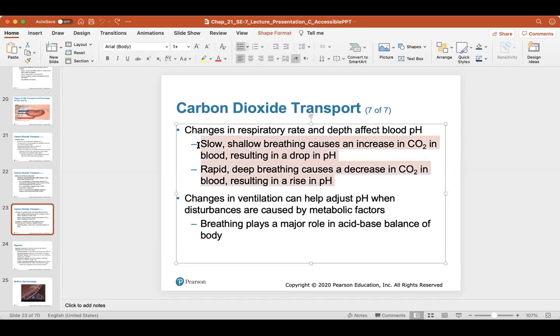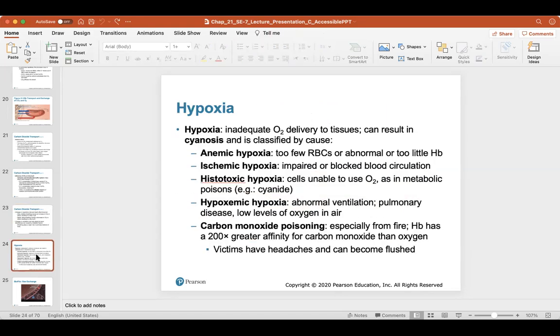So these changes in respiratory rate are really important in affecting the blood pH levels because the amount of CO2 in the body directly affects the pH of the blood. Changing the ventilation can help adjust the pH when disturbances are caused by a metabolic factor, for example, and breathing will play a major role in the acid-base balance in the body. And again, try to go to the workshop that talks about gas exchange because it goes over this topic a little more in depth.